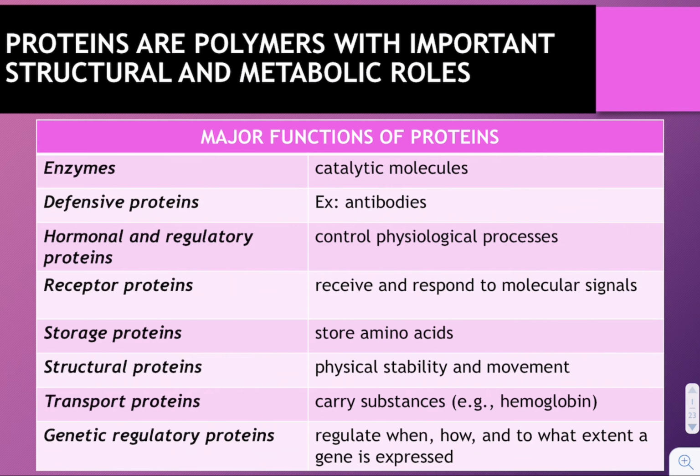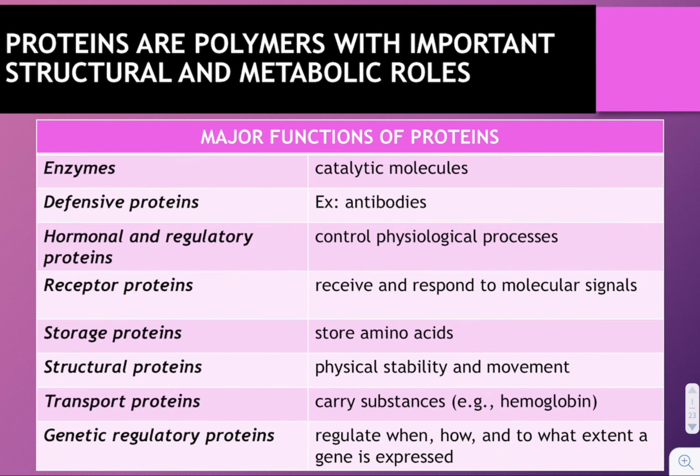For our chemistry of life unit, we're going to focus on proteins and nucleic acids, the last of the two macromolecules. Proteins are polymers with important structural and metabolic roles. There are so many proteins in the human body, and we're going to talk about a lot of them, and you'll learn the different roles in a little more detail in this class than you did in freshman biology.